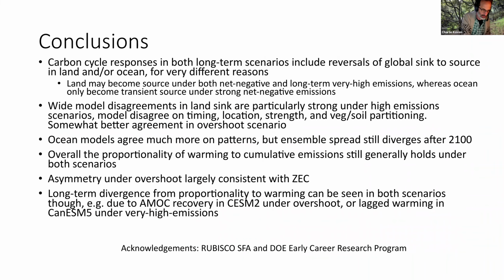So just to conclude, because I don't want to go too much over: carbon cycle responses in both long-term scenarios include reversals of the global sink in either the land and/or the ocean, but for very different reasons, right? The land might become a source under both net negative and long-term very high emissions, whereas the ocean would only become a transient source under strong net negative emissions. Super-wide model disagreements in the land sink are particularly strong under the high emission scenario. The models disagree on the timing, the location, the strength, and the vegetation and soil partitioning. Somewhat better agreement in the overshoot scenario. The ocean models agree much more qualitatively, but there's still a fairly wide ensemble spread in the ocean models after 2100, particularly under the high emission scenario.